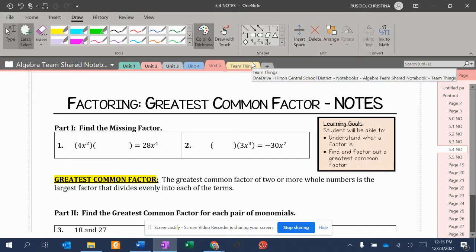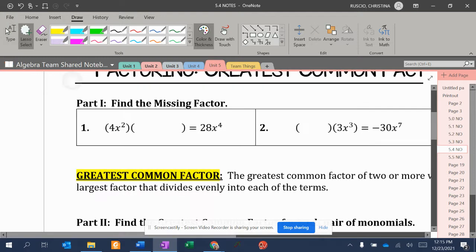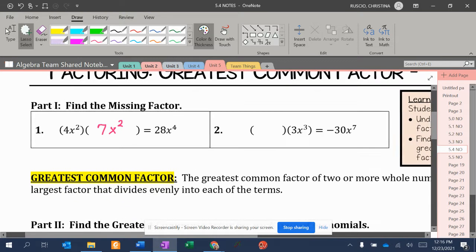We're kind of switching gears now, and we are going to undo everything that we've been doing, if that makes any sense. You'll probably understand that a little better when we get to the end of the video. But first, in part 1, it says to find the missing factor. So 4x squared times what would give us 28x to the 4th? Well, 4 times 7 will give us 28, and x squared times x squared will give us x to the 4th. So the missing factor was 7x squared.